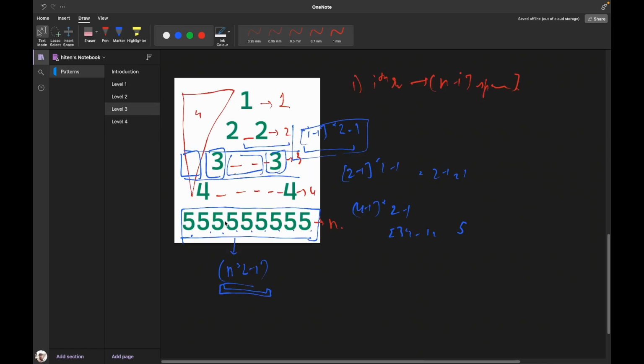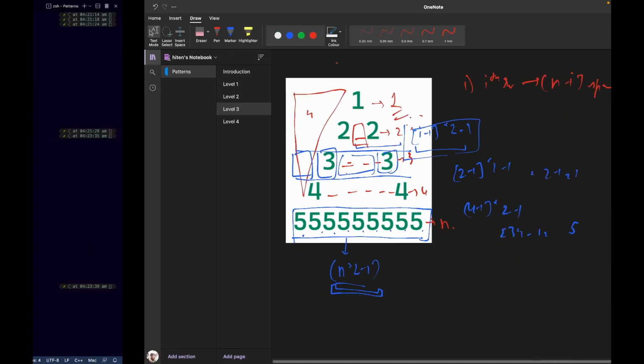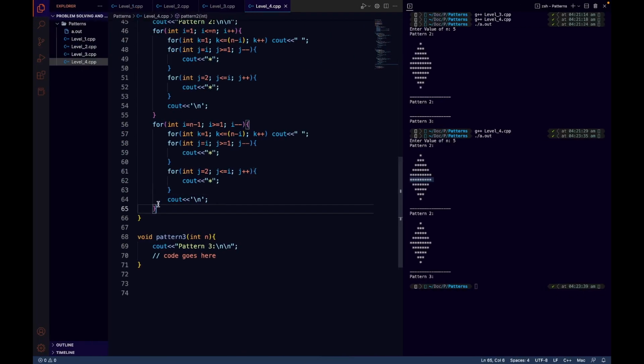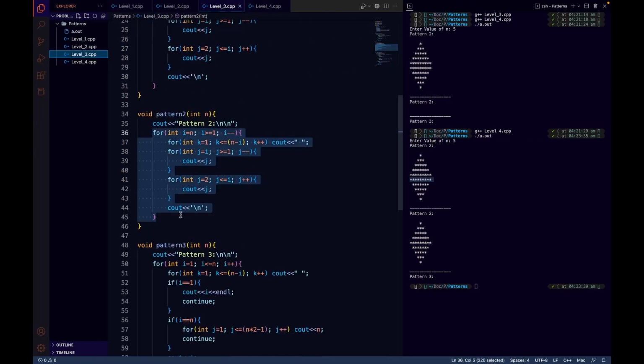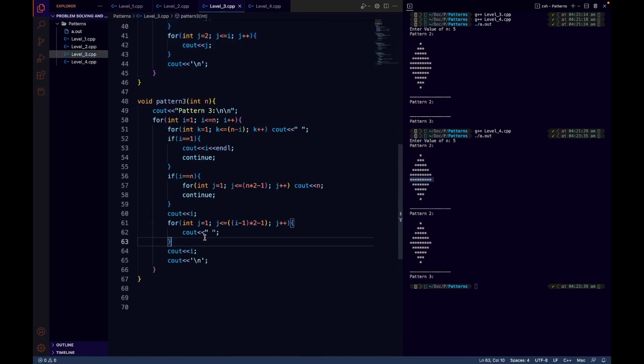But the difference is we won't be having the n times 2 minus 1 numbers on the last row. We would be having this much space between the numbers, and instead of numbers we are using asterisks. So let me take the code of this pattern and do some real quick changes. Where is it? It was level 3 pattern 3.